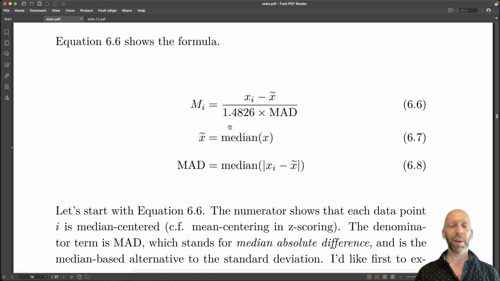In the book, I talk about where this crazy number comes from, why it's 1.4826. That comes from basically just a guess of probability density estimate. And it's really just meant to be a scaling factor so that the MAD and the standard deviation are more similar to each other when the data distribution is roughly Gaussian.